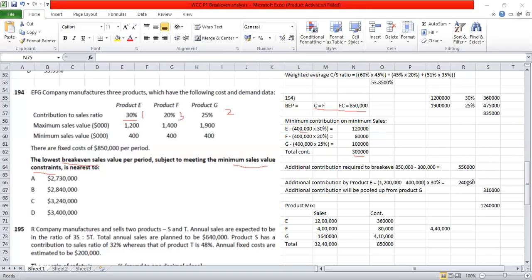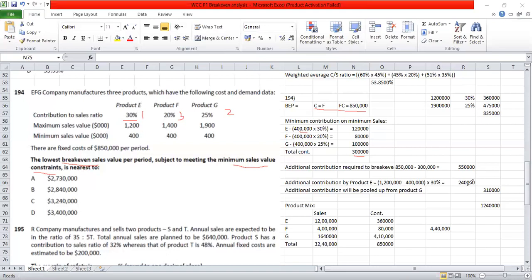Okay, ma'am. But why are we calculating that 300,000, then below, we are dividing by 25%? Is E clear? Yes, ma'am. Okay, E is clear. Now how much more is required? 310,000 more contribution is required.